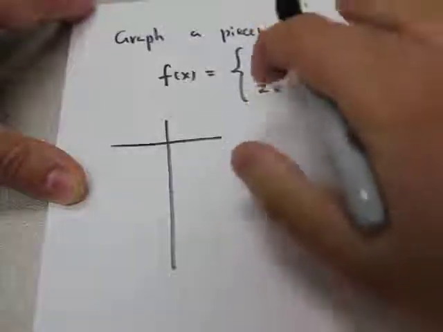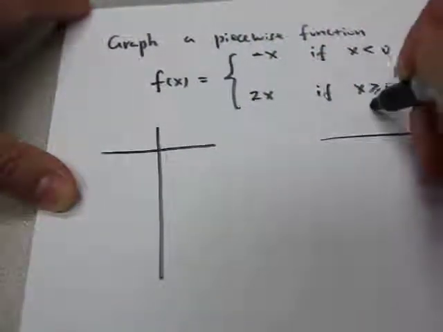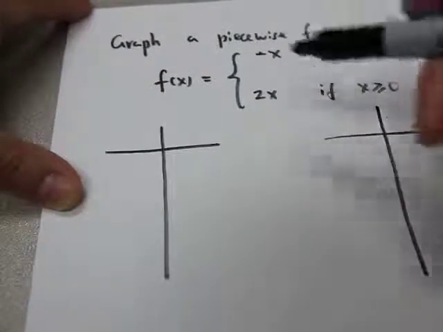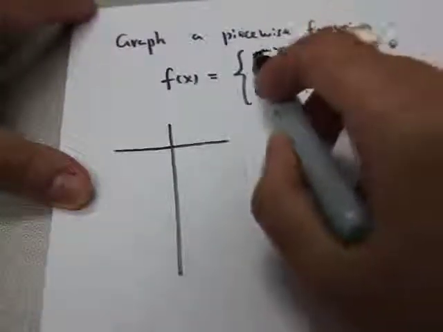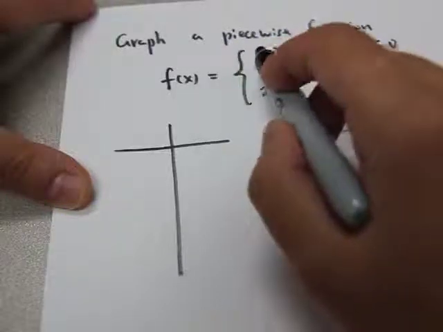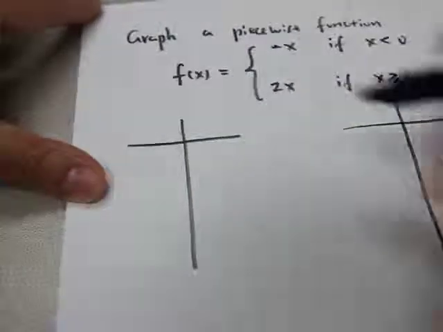Because there are two pieces, I need to graph two pieces. Okay, we're going to have two graphs. One is for the equation y equals negative x. Another one is for the equation y equals 2x.